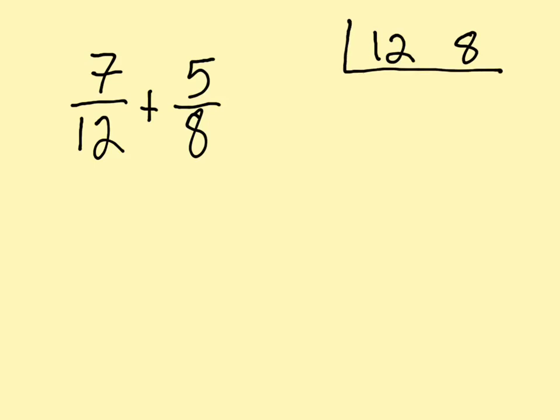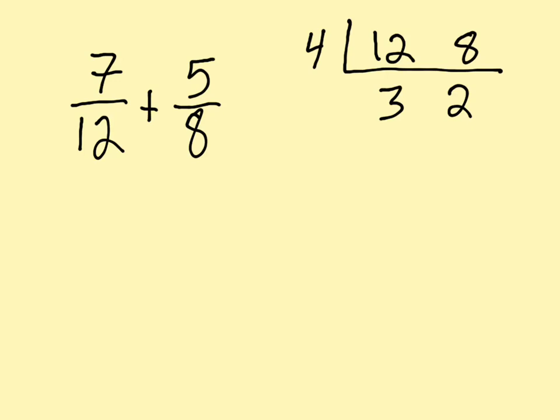Now, 12, let's see, we could go 2 goes into both of those. Oh, but you know what? 4 goes into both those. I see that too. So I'm going to do that. And then we have 3 and 2. And that's it. We're done. That's our L-chart. So that's a pretty simple L-chart.